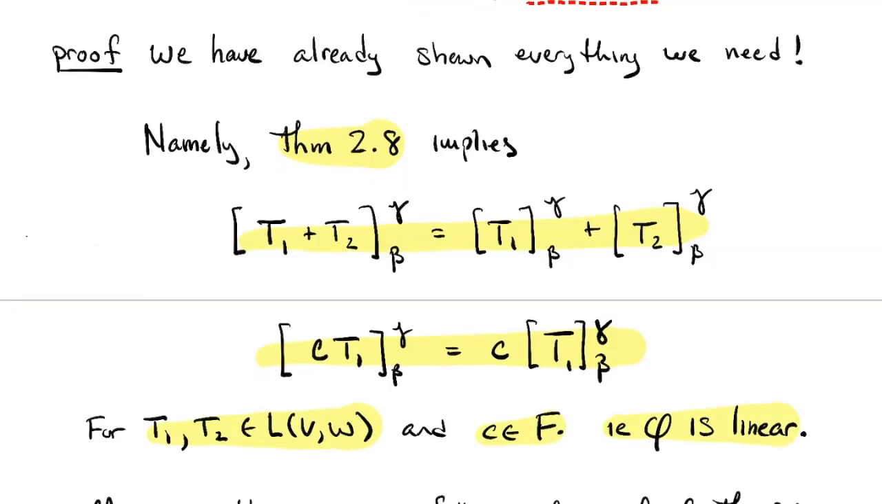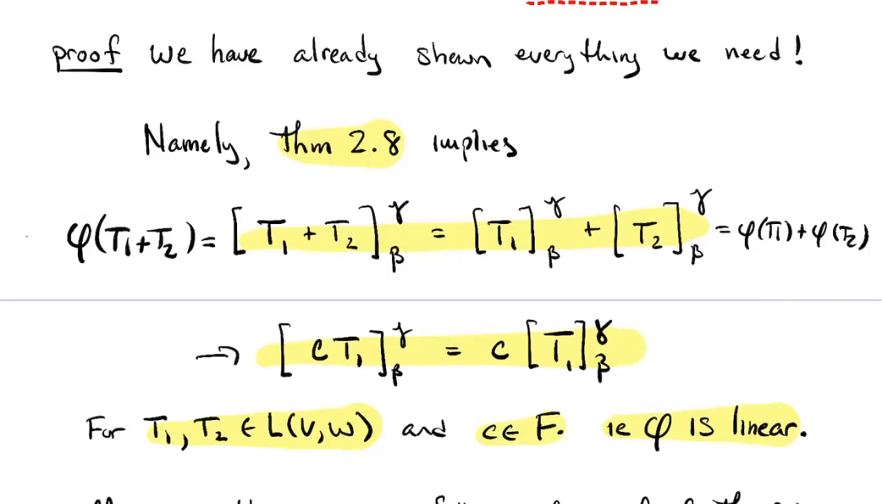Because if we write in what this is, on the left-hand side of that equation, that is phi of T1 plus T2. And this side is phi of T1 plus phi of T2. That's exactly the additive part of linearity. This one is the scalar multiplicative part.